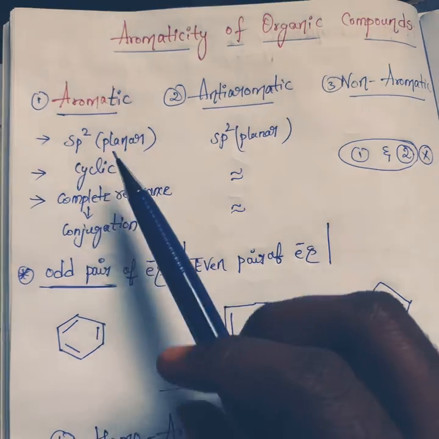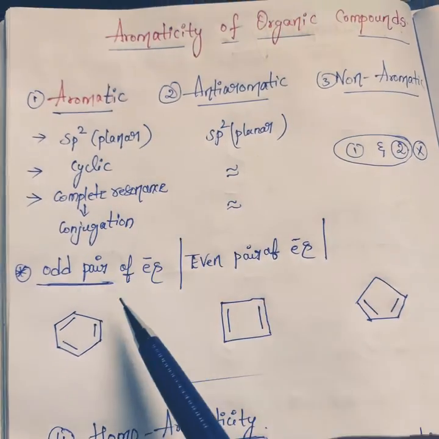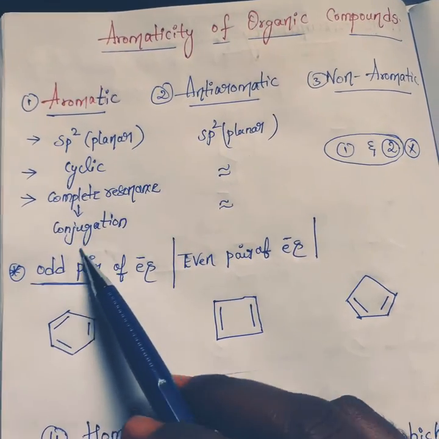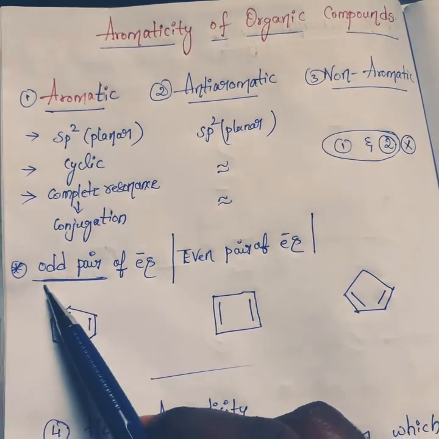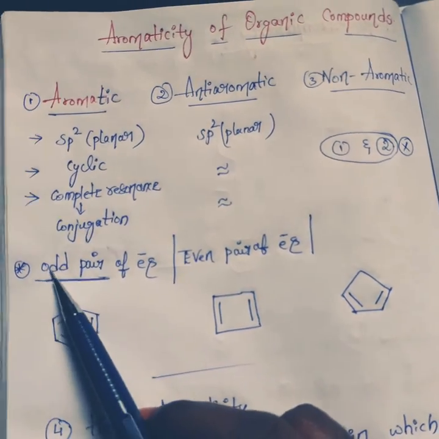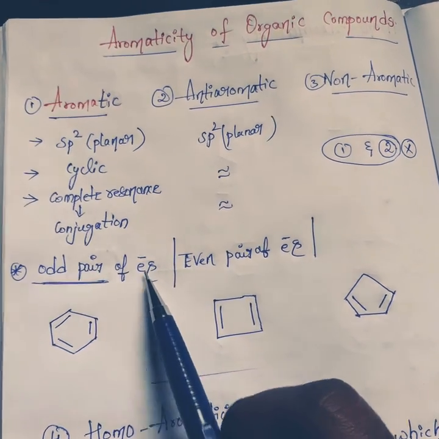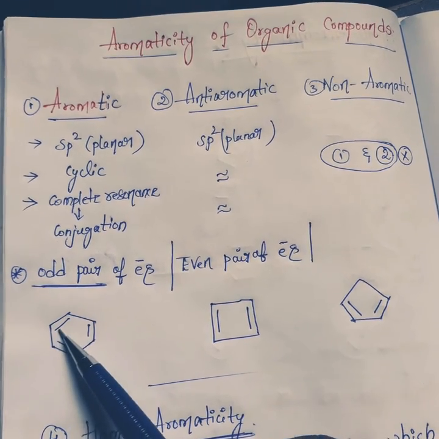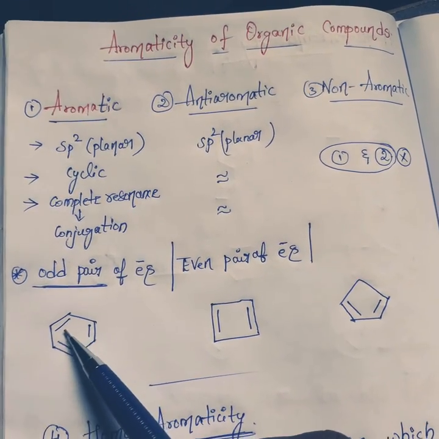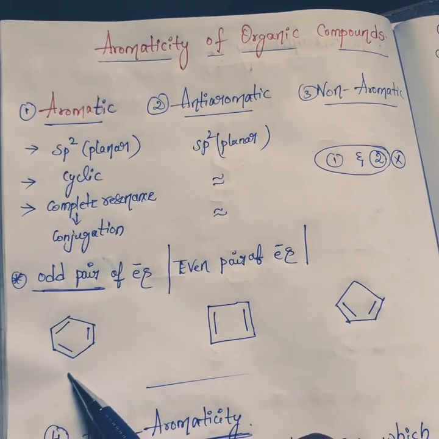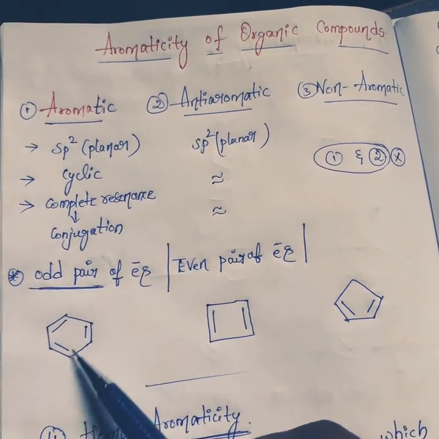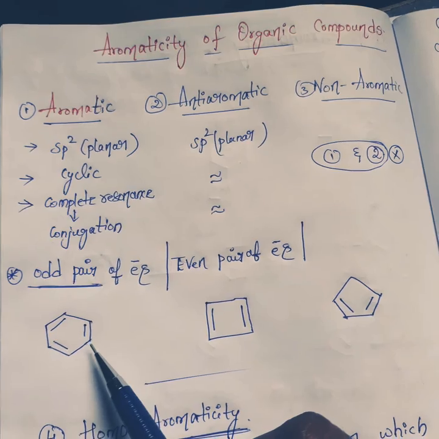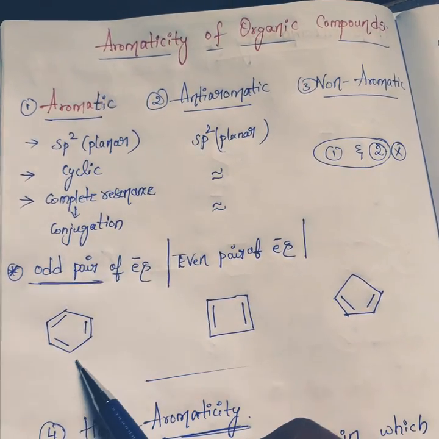Let us see that. To exhibit aromaticity, an odd pair of electrons is needed. This is important, friends: odd pair of electrons, not odd number of electrons. That's why I am stressing it. An odd pair of electrons should be present to exhibit aromaticity. Here, if we count, this is one pair, so 1, 2, 3, and 3 is an odd number. So in this case an odd pair of electrons is present, and it is sp2 hybridized, cyclic, and has complete resonance. So we can say that it exhibits aromaticity.